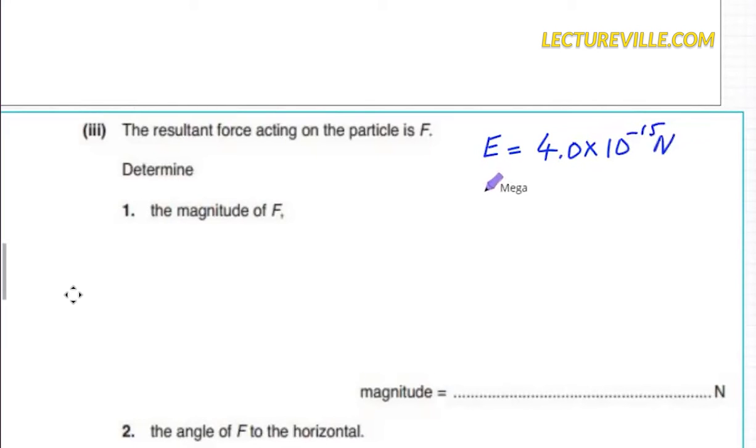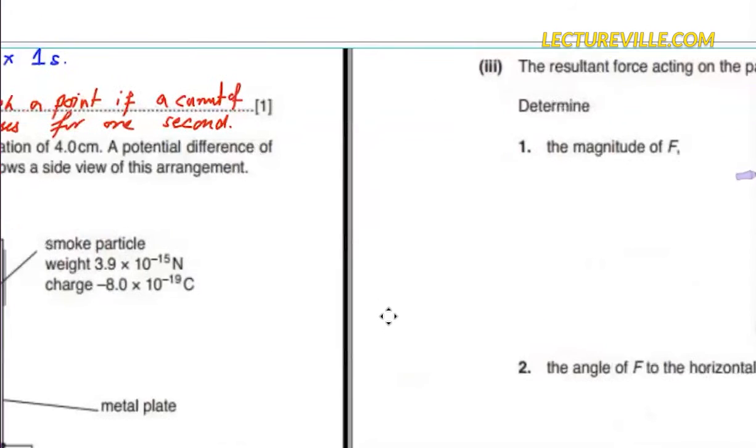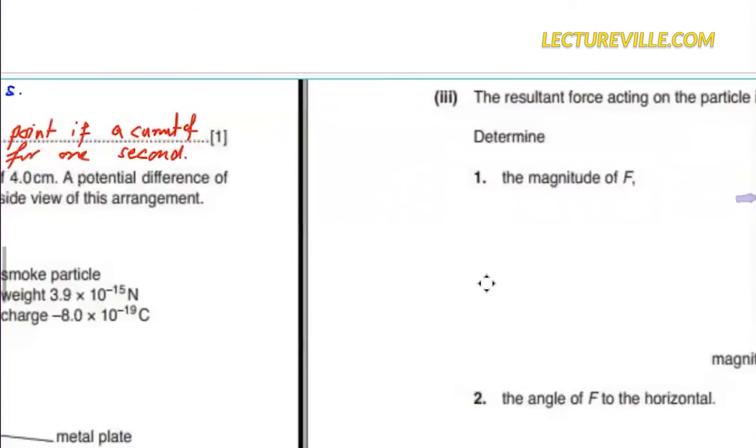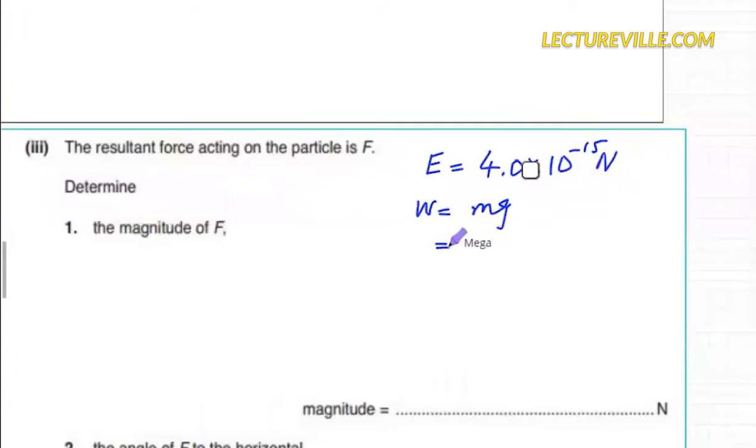Vertical force will be, weight will be mg. Mass of the particle, I guess, was given. No, directly weight is given. 3.9 into 10 to the power minus 15. We don't have to use W equals mg here. It is 3.9 into 10 to the power minus 15.